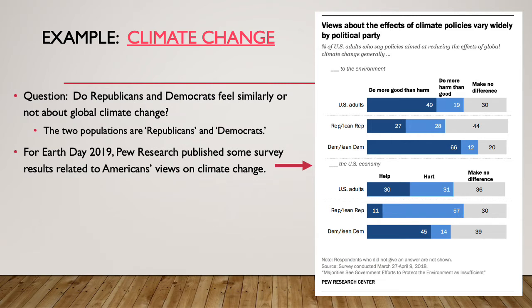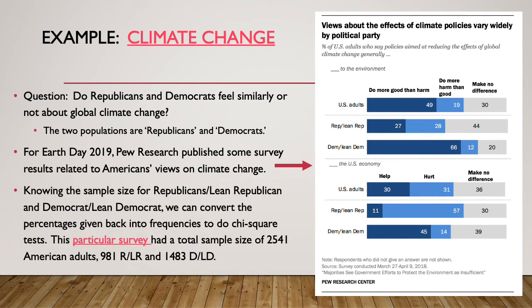There's actually kind of two questions here. They're looking at the percent of U.S. adults who say policies aimed at reducing the effects of climate change generally do more good than harm to the environment. Do policies do more harm than good? And do they make no difference? And then there's a second question under that about whether policies are good, helpful, or hurtful to the economy. We'll look at the first of these two questions.